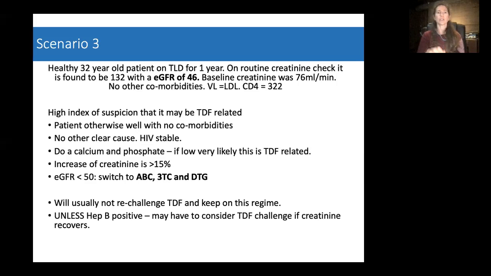Great. So now is a good time to ask any questions specifically around renal and dolutegravir. And I might go to the chat as well now and just see if there are questions there. Okay, there are no hands that I can see. I'm just going through the chat here.